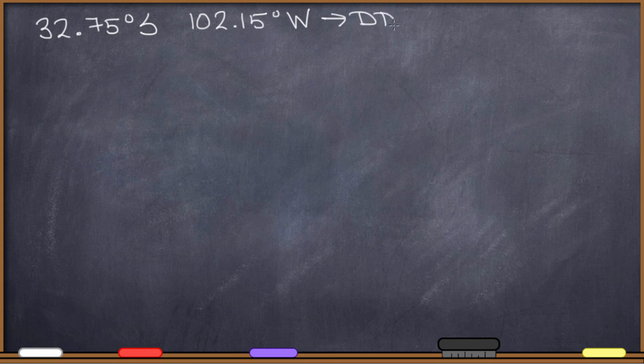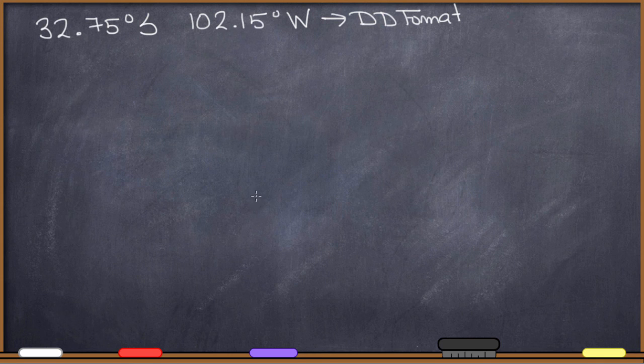That was going from degrees, minutes, seconds to decimal degrees, but we can go from decimal degrees. Maybe we've got 32.75 degrees. Let's go south this time, and then 102.15 degrees will go west this time. So this is definitely in DD format. This is decimal degree format. We are wondering, what is this in DMS format, degrees, minutes, seconds?